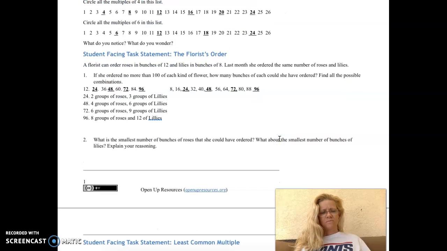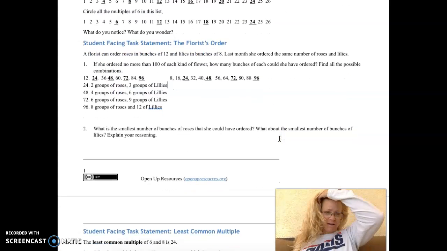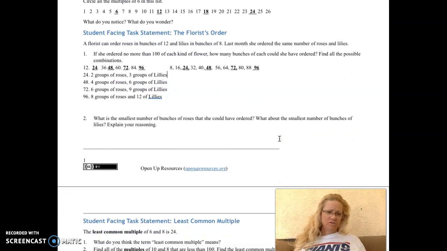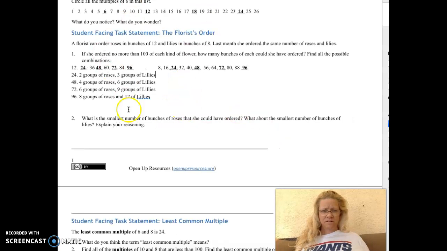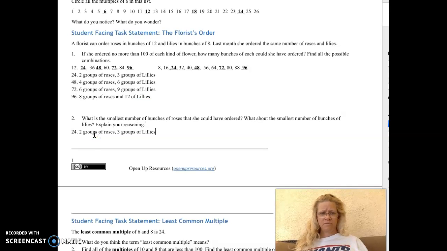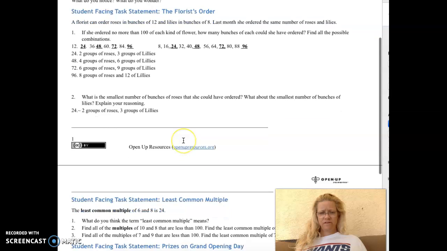Okay, so just finding common multiples. The smallest group of roses that she could order, the smallest group that she could order, would be this group. So I could just Command C, copy, put it here for my answer, Command paste, because that's the smallest group, 24. Okay, and then that would be 2 groups of roses and 3 groups of lilies.